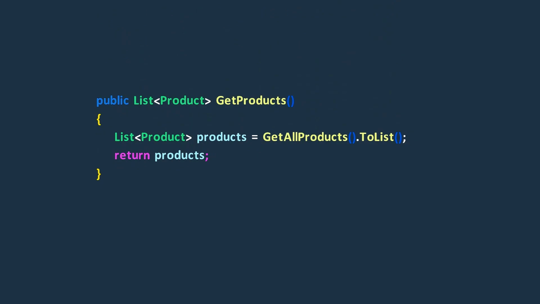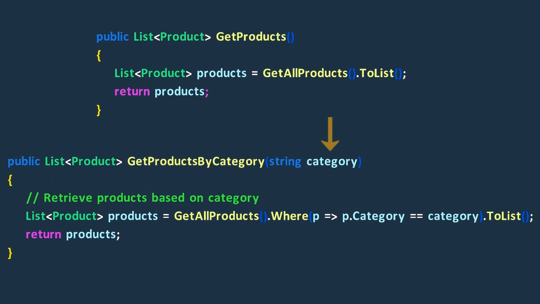For instance, let's say we have a method that gives us a list of products as the output. But later on, we realize that we need to get the list of products from a specific category using the same method. To achieve this, we can add a parameter for the category.